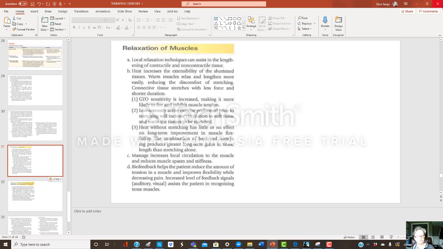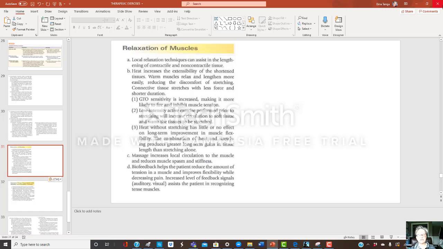Relaxation of muscles. Local relaxation techniques can assist in the lengthening of contractile and non-contractile tissue. Heat increases the extensibility of the shortened tissue. Warm muscles relax and lengthen more easily, reducing the discomfort of stretching. Connective tissue stretches with less force and shorter duration. GTO sensitivity is increased, making it more likely to fire and inhibit muscle tension.